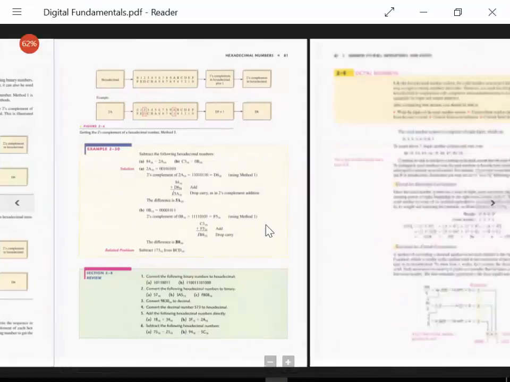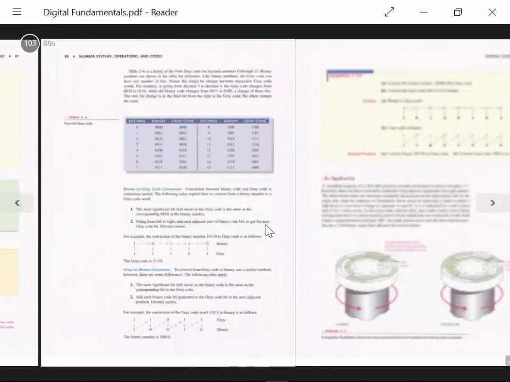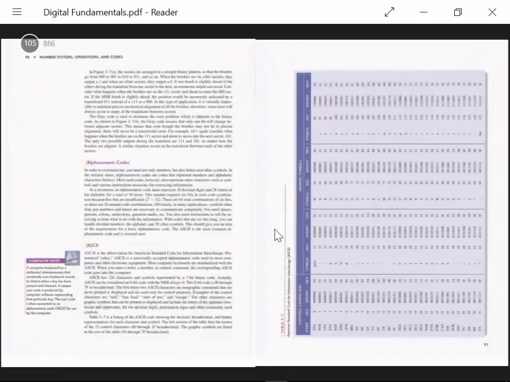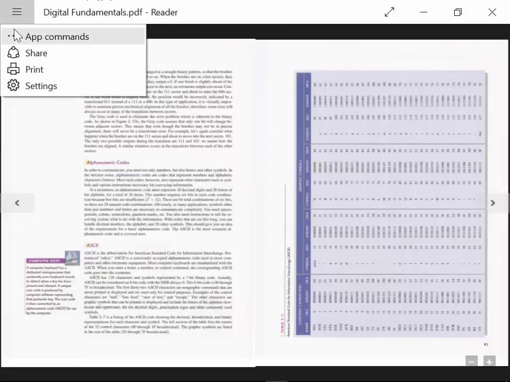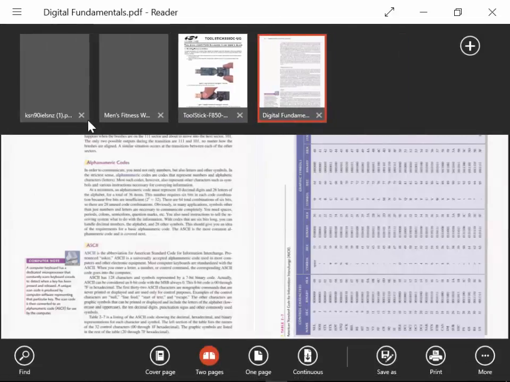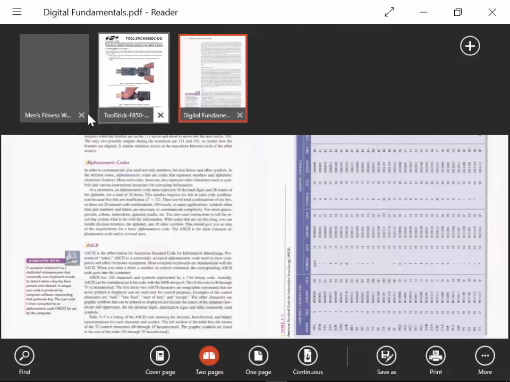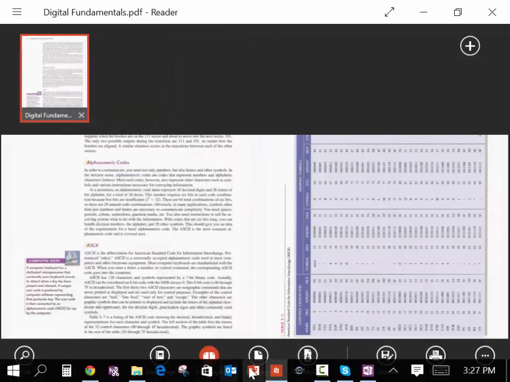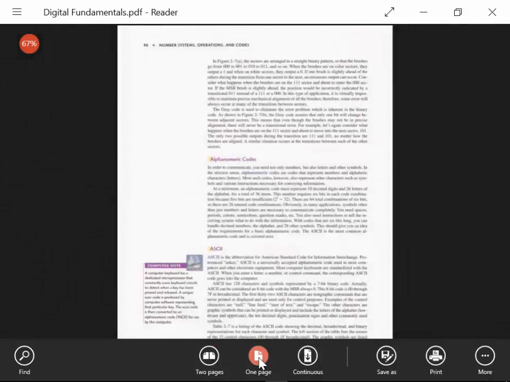If I go back to the book here, we'll find the ASCII code. Yeah, here it is. I'm going to shut down all these books. Let's go one page. And I did miss out, there are two I's in ASCII. It's an abbreviation for the American Standard Code for Information Interchange. I knew it didn't look familiar. I knew the ASC was right, I forgot to put that there.